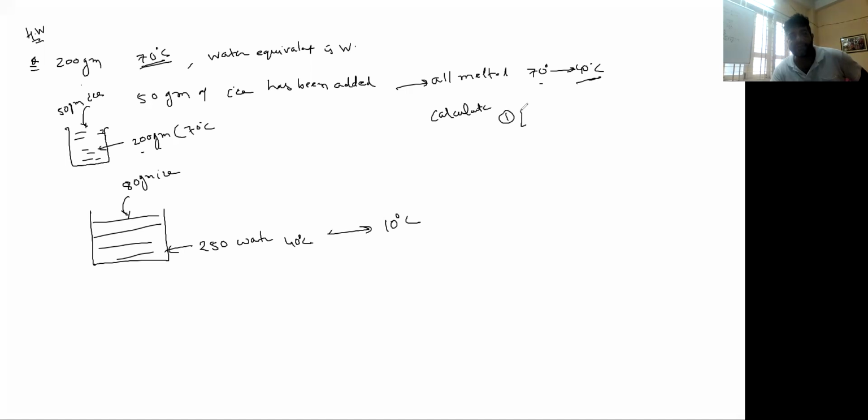Calculate number one, latent heat of water. Calculate latent heat of fusion. Number two, specific heat of water is given, 1 calorie per gram per degree centigrade. Also calculate the water equivalent. Done. Try this question, okay?